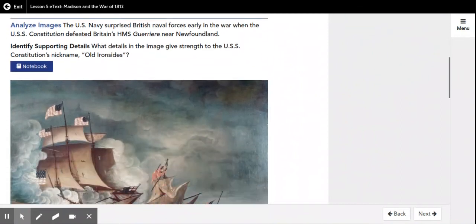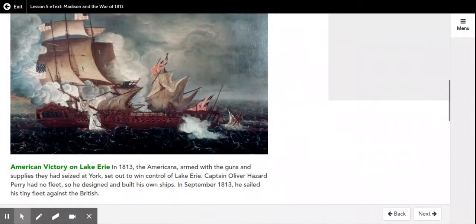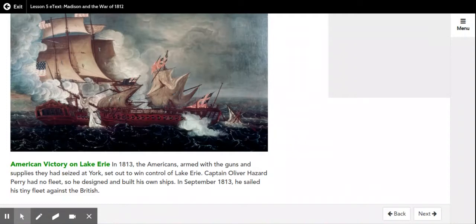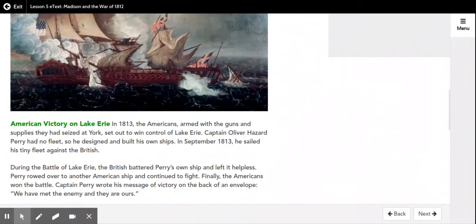American victory on Lake Erie. In 1813, the Americans, armed with the guns and supplies they had seized at York, set out to win control of Lake Erie. Captain Oliver Hazard Perry had no fleet, so he designed and built his own ships. In September 1813, he sailed his tiny fleet against the British.